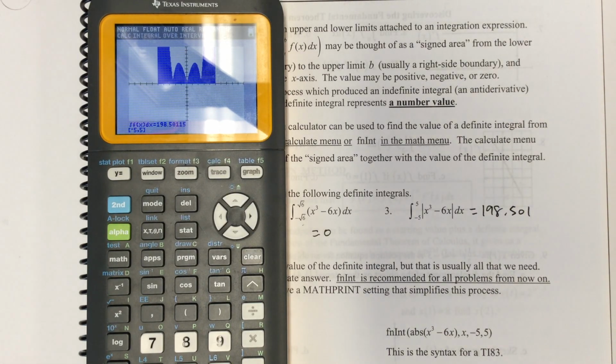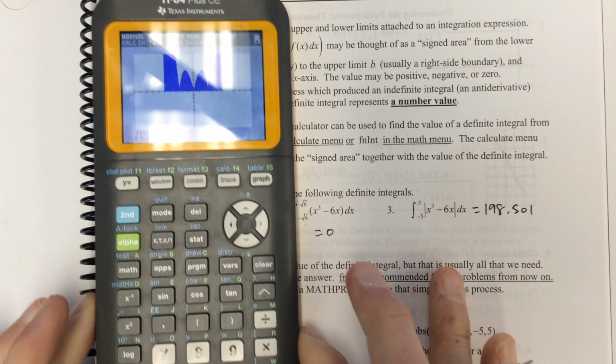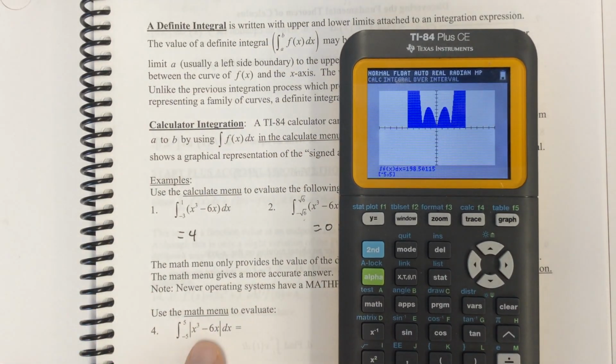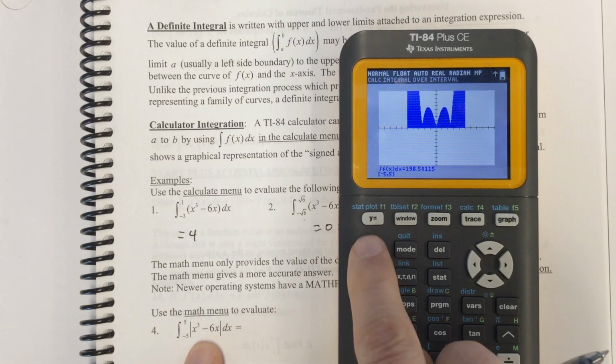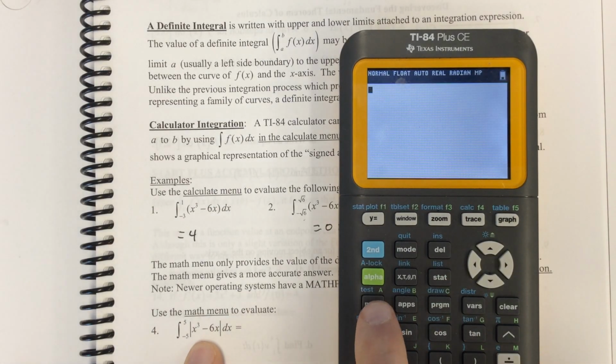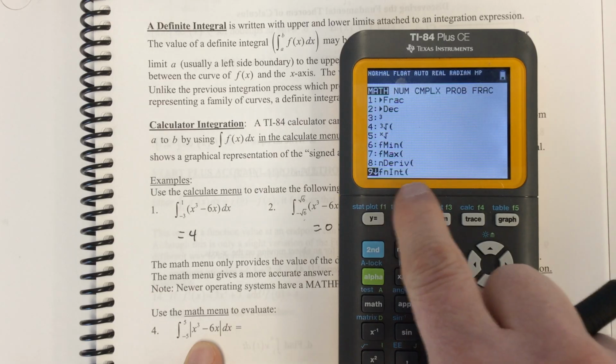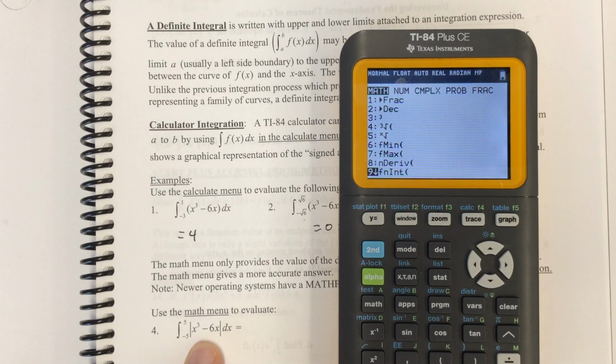Okay, so that's using the grapher and the calculate menu to find the answer. The other option is we can also use the math menu in the main screen. So let's do that. Let's go into the main screen and use the math menu, and we'll do the same problem as we just did. So let's X out of here, hit the math menu, which is right here, and I scroll all the way down. Right, there's our nDeriv. That's our derivative. This is our integral. Right, the INT stands for integral.